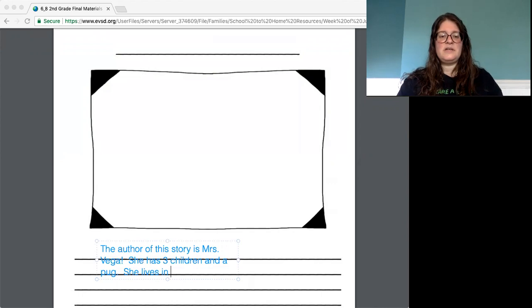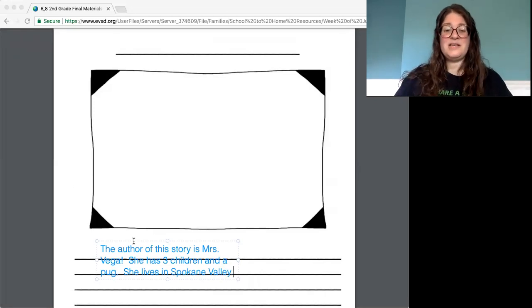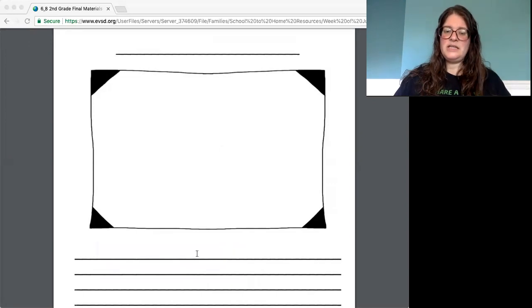She lives in Spokane Valley. And I could keep going. It's just going to tell all about you. So let's see what the teacher in this example gave.